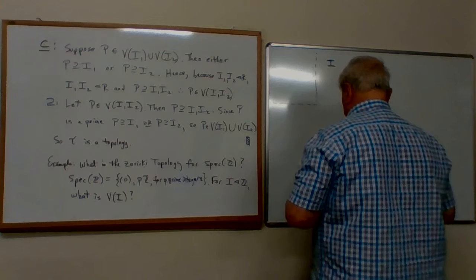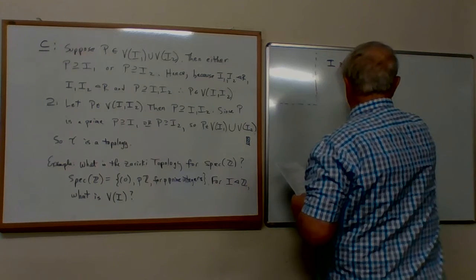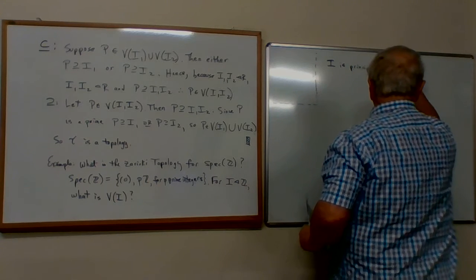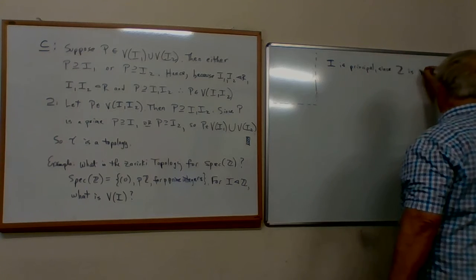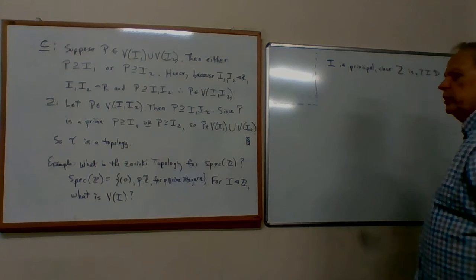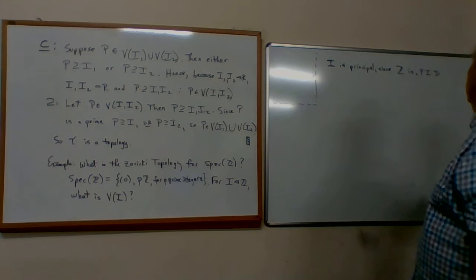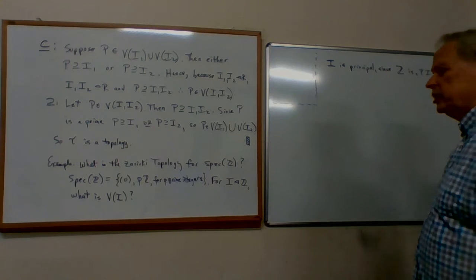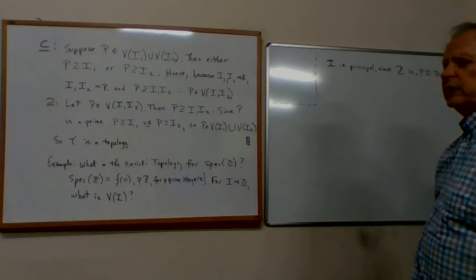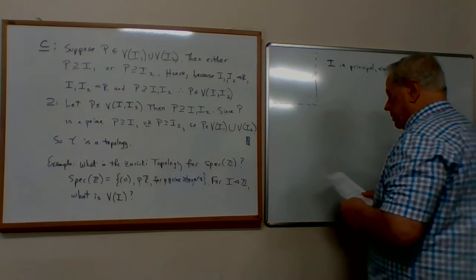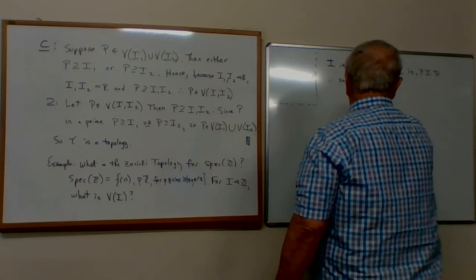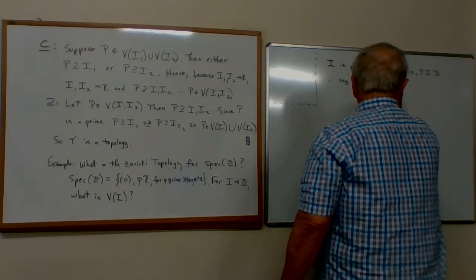So whatever I is, it's principal, since Z is a principal ideal domain, a PID. Many things that you learn when you study commutative algebra in abstract algebra, you learn that every principal ideal domain is a unique factorization domain. You learn lots of things about those. But right now, every ideal of Z is generated by only one integer. So say that I is equal to the ideal generated by n.